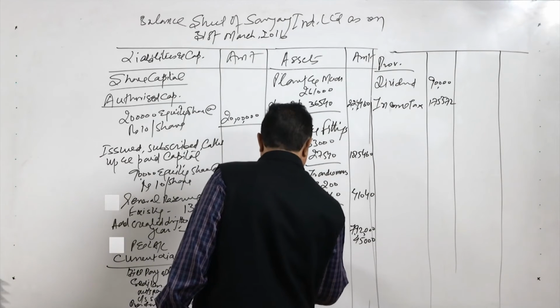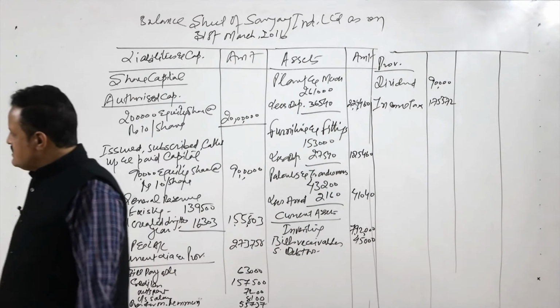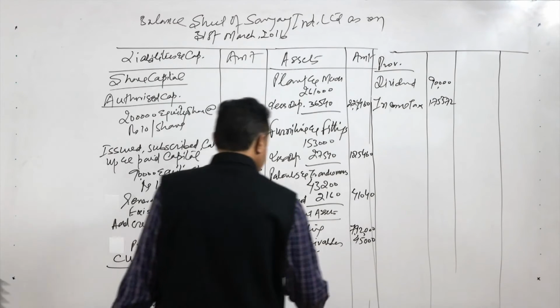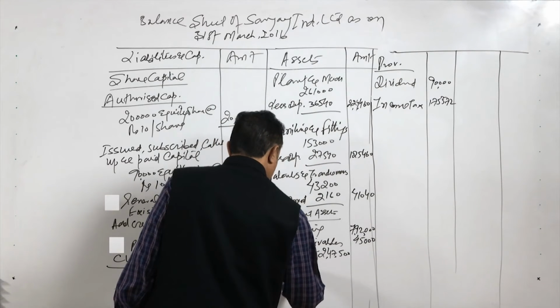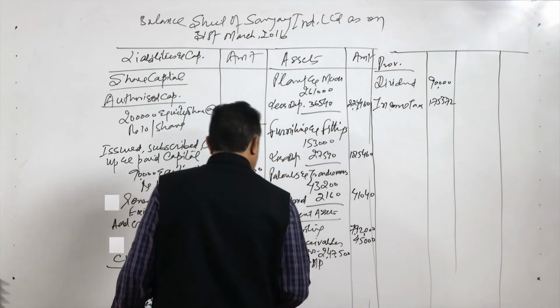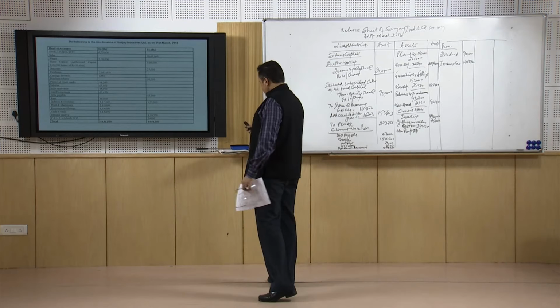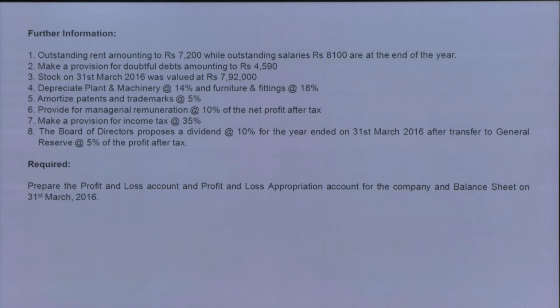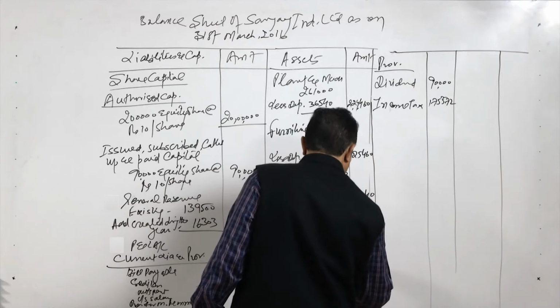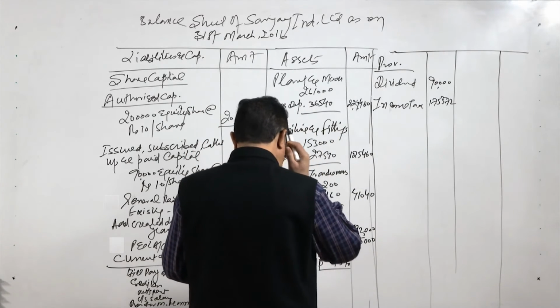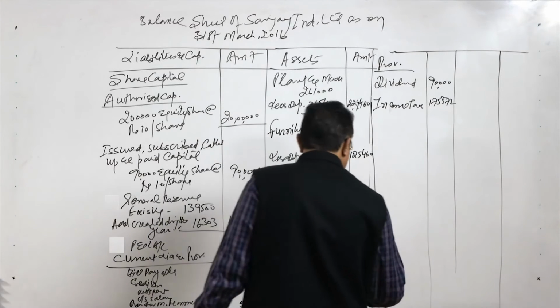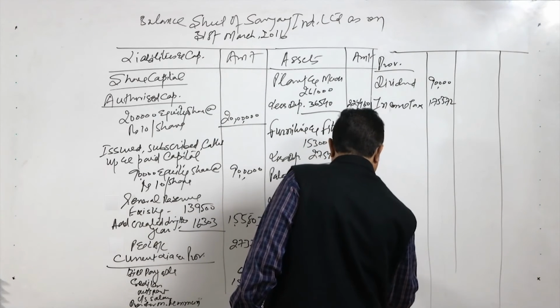Then we have sundry debtors. The sundry debtors balance is 2,47,500, put it in the inner column, less provision for doubtful debts. We have made the provision for doubtful debts, and that figure is 4,590. We are left with the difference of the sundry debtors, which is 2,42,910.